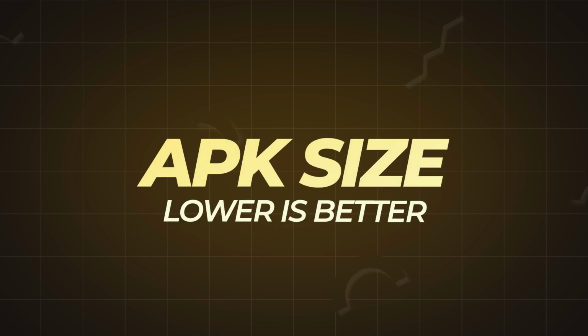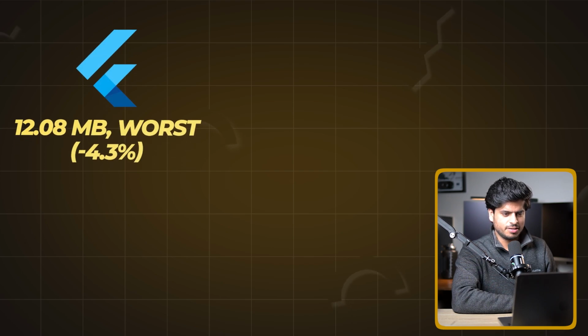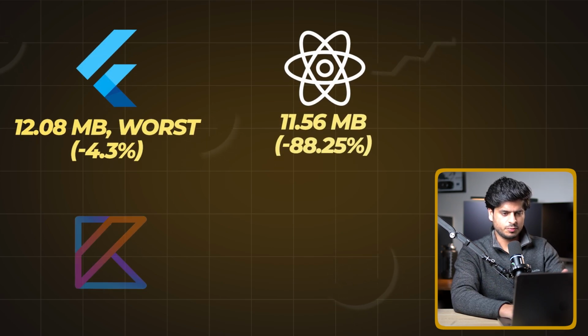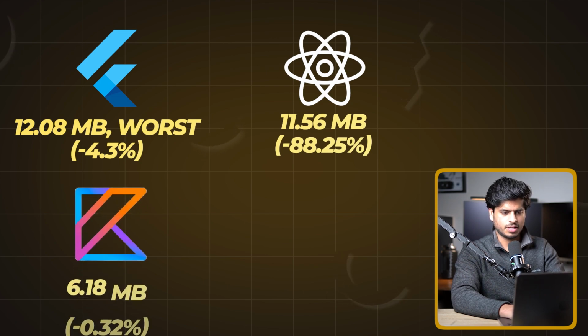Then APK size. So this is also interesting, at least from the numbers point of view. Flutter being the worst at 12 MB because of Flutter engine, 4.3% behind React Native, which is around 11 MB, which is 88% behind KMP at 6 MB.